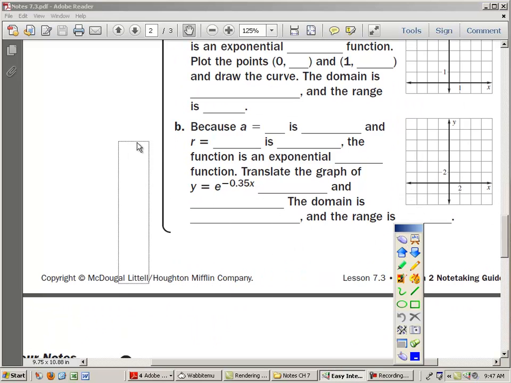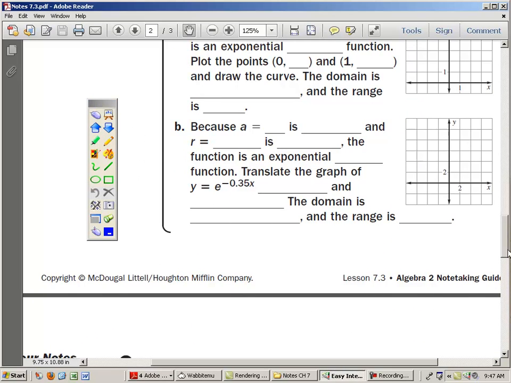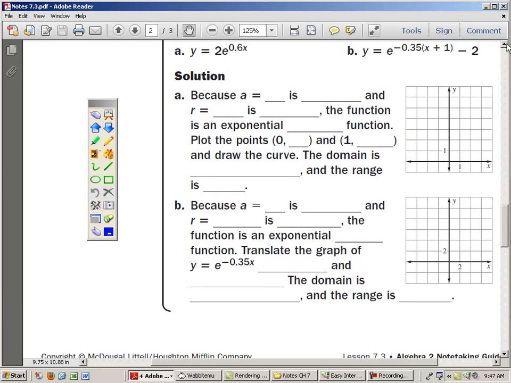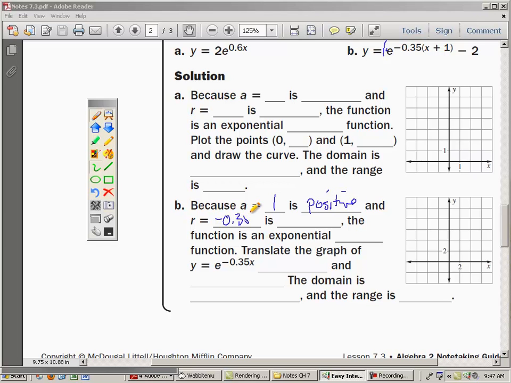All right, now in the second example, let's see if I can see both. I don't know if I'll be able to see the function. All right, looks like I can kind of get it there. There we go. In the second one, a is equal to 1 because there's a 1 out in front, and that's positive. And r is negative 0.35, and since that's negative, this is going to represent exponential decay. So as x goes to infinity, my function is going to try to get to 0, but it's not going to quite get there.